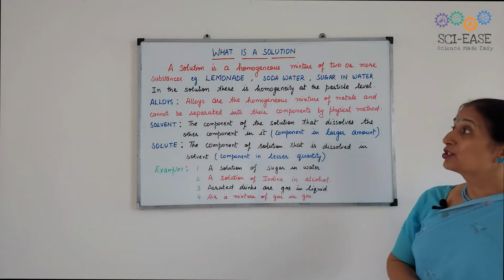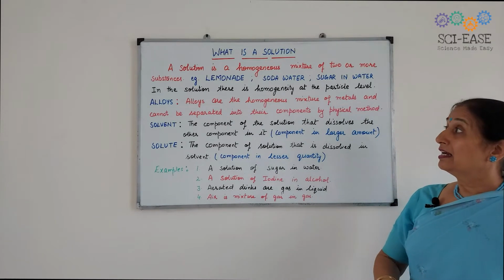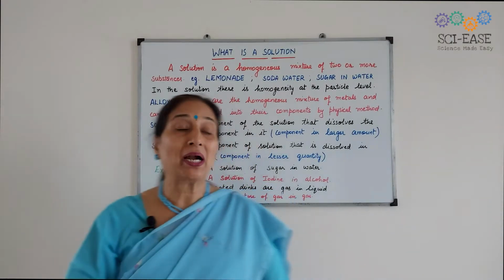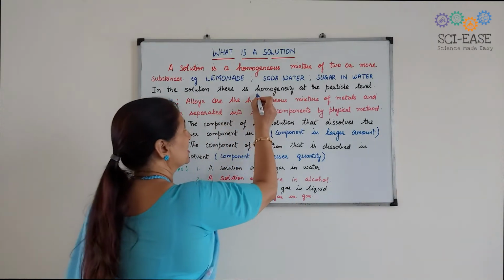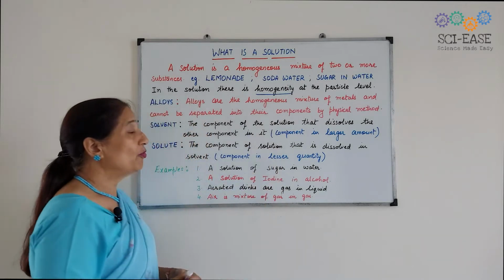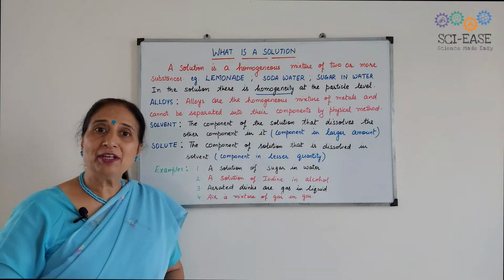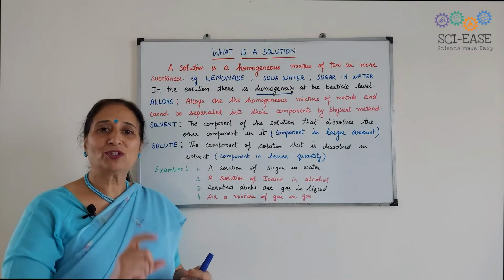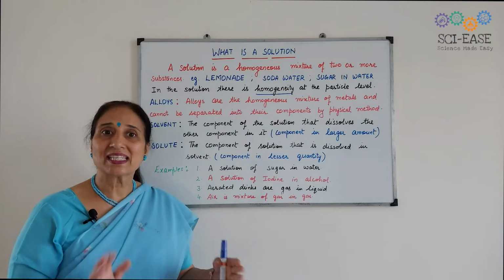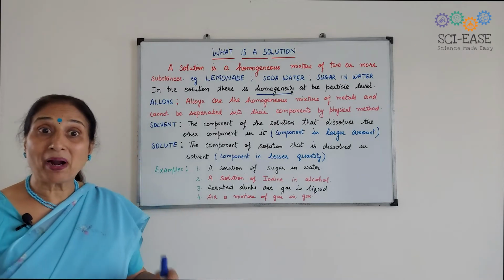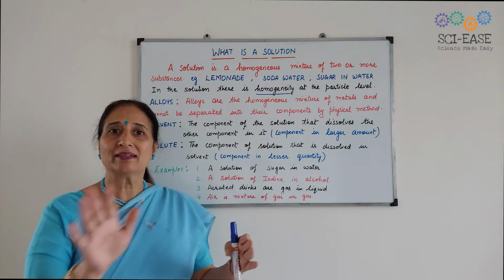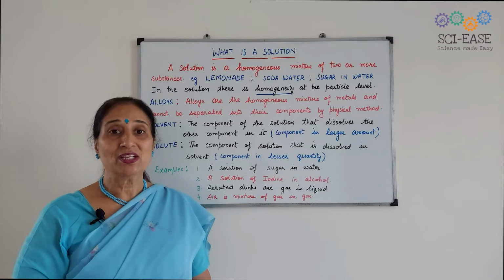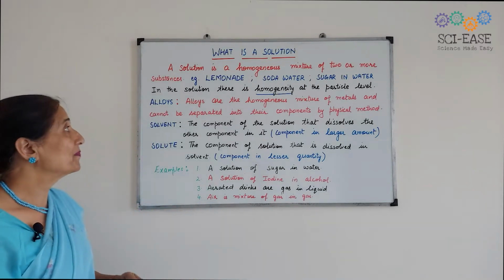So, in a solution there is homogeneity at the particle level. What do I mean by this? When you taste lemonade from any part of the solution, it is the same. That is, the particles are distributed uniformly throughout the solution. So this is also known as a true solution.